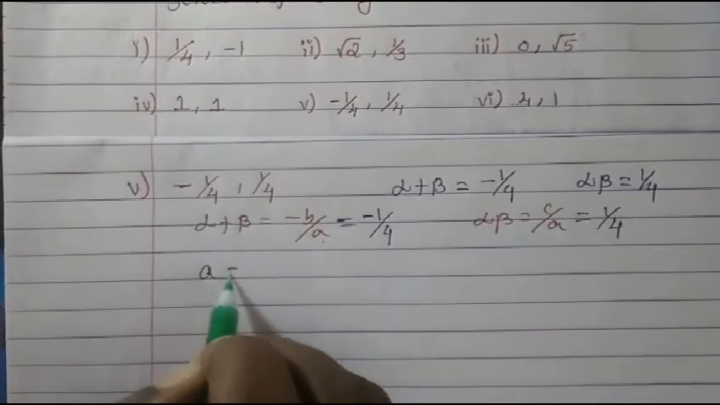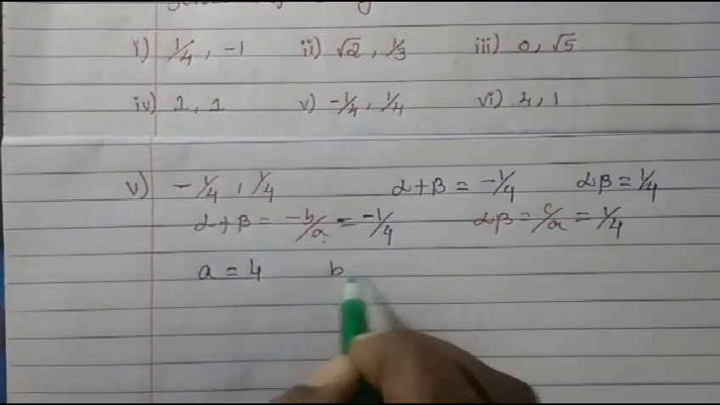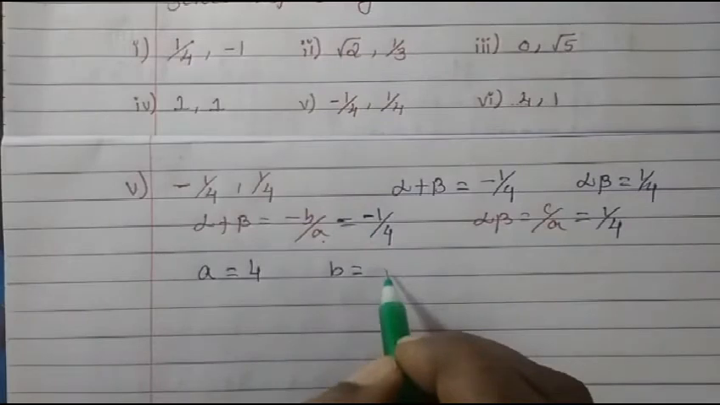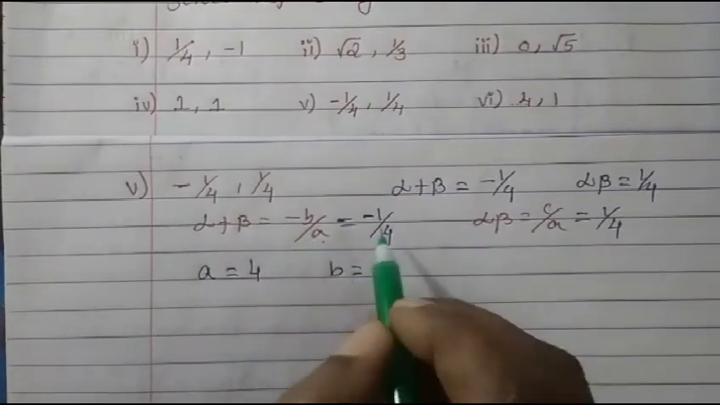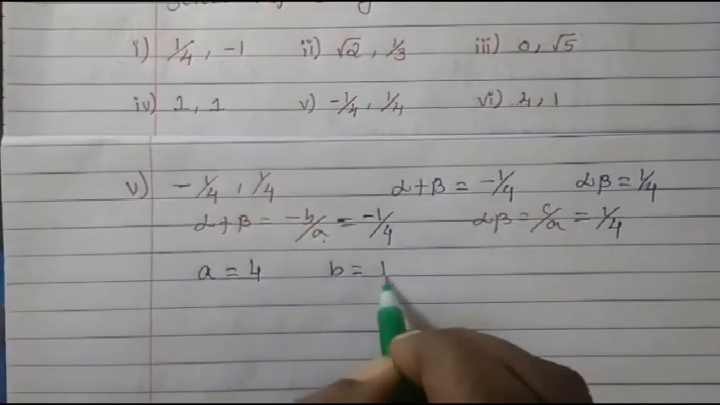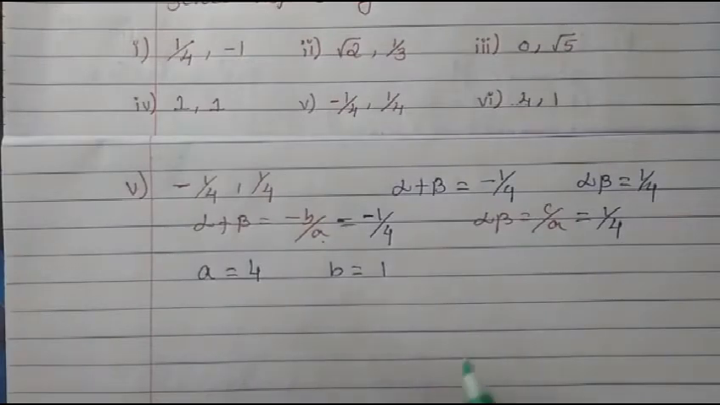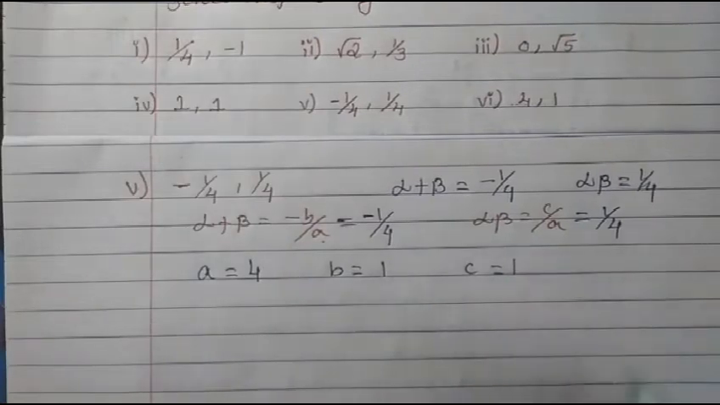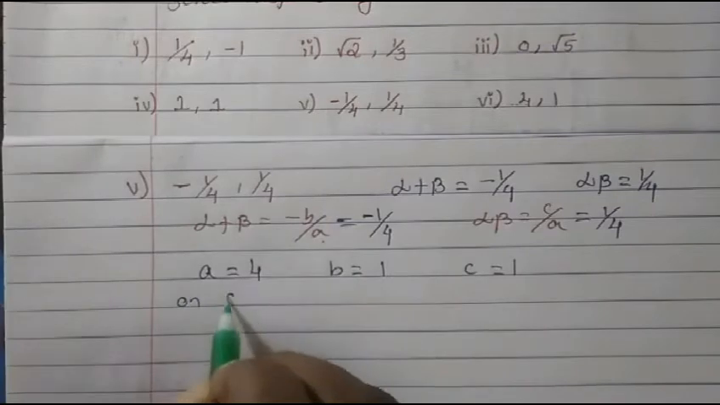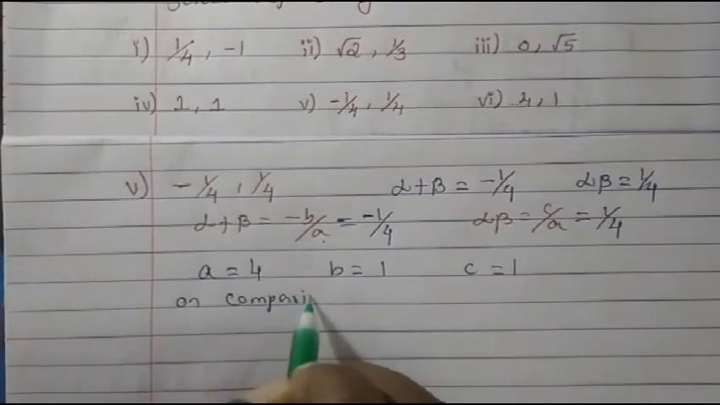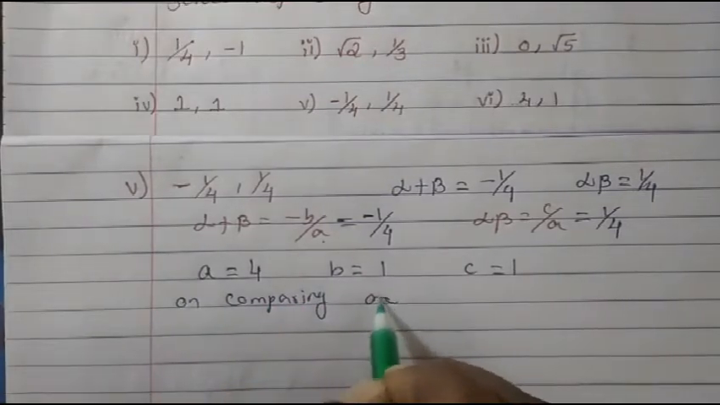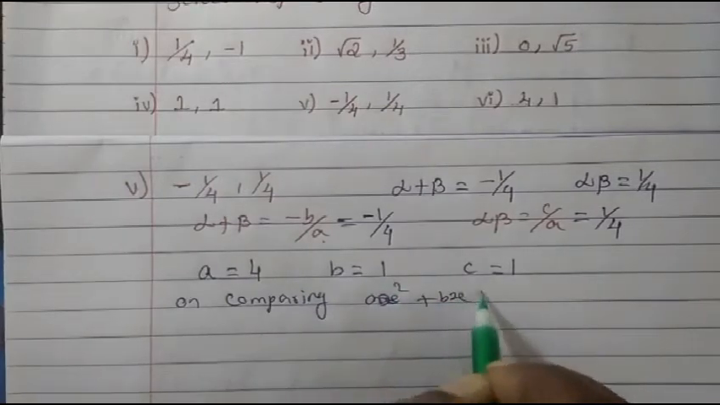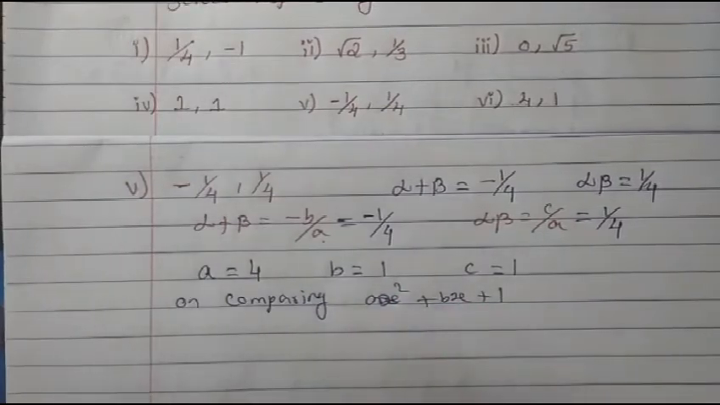So just write down a value 4, then b value, see here minus 1 and here minus. So minus into minus will become plus. So we'll get b value as 1. Then c value also will be 1. So now, on comparing ax square plus bx plus c, because this is our general formula for a quadratic polynomial.